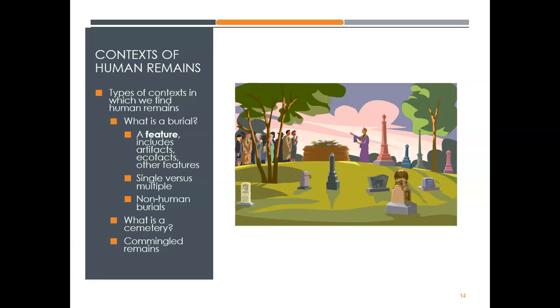We can have single individuals, multiple individuals. We also bury non-human individuals like pets, so we have to consider that. We have to then think about the terminology that we use. What actually is a cemetery versus a burial? We have to think about what happens when we find commingled remains and some of the taphonomic processes or site formation processes that contributed to them being commingled.